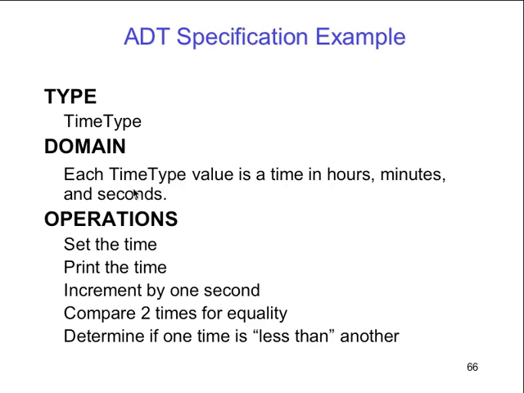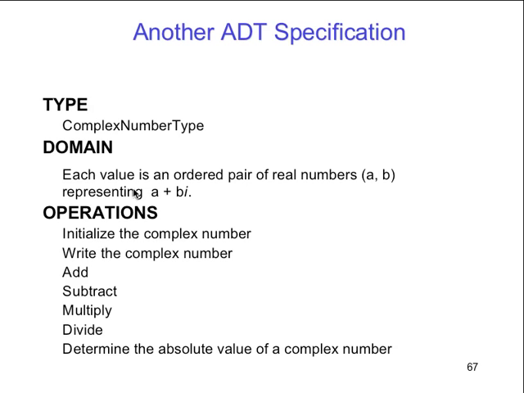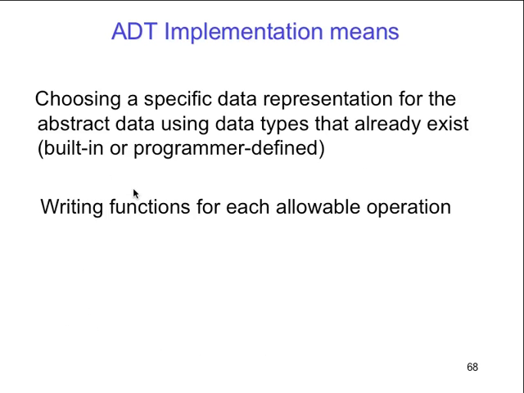So some operations might be set the time, print the time, increment by one second, or something. Then we might have another abstract data type, as an example, complex number type. Each value is an ordered pair of real numbers, A and B, let's say, because we don't want to keep just one number. We want this complex number represented by some notation, and then we have some operations for add, subtract, multiply, divide, and then we can implement those in terms of the constructs that are available to us in the language.